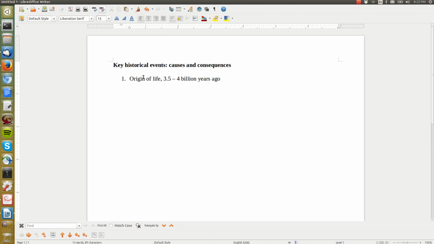Now, I'll just point out first that I think your book does a really nice job of covering the origin of life, and I'm not going to go into all the details the book does, but I just want to couch in some context some of what the book's talking about and give us something general to think about.